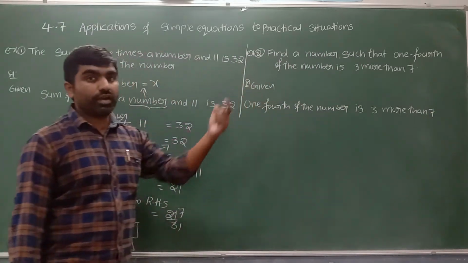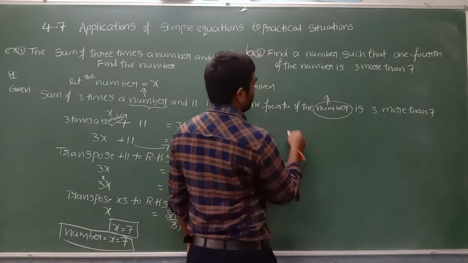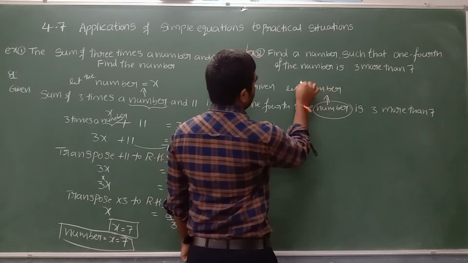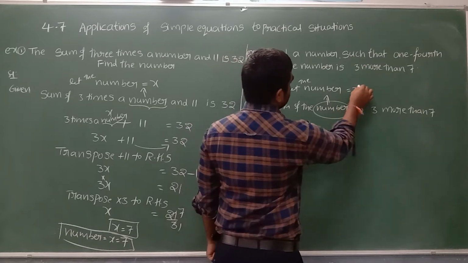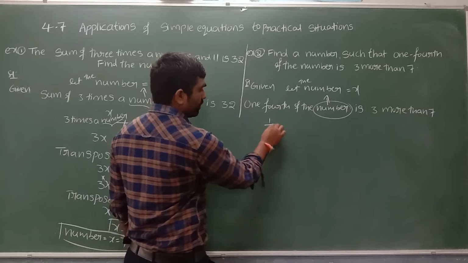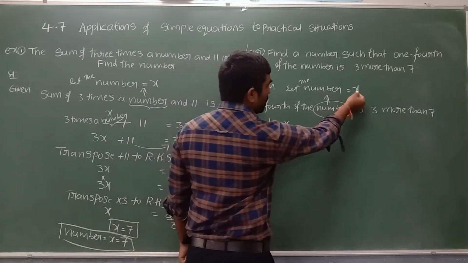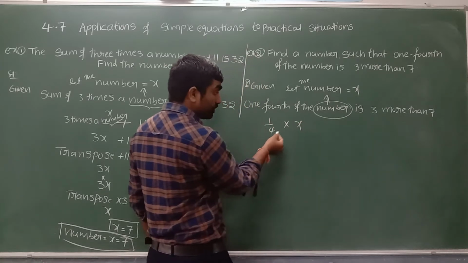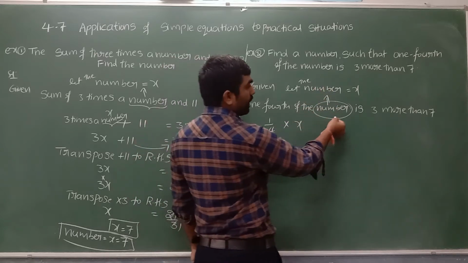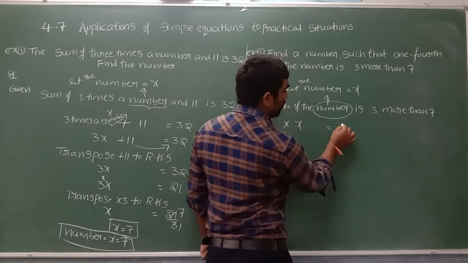Even here also we can identify what is the unknown value. Yes, we can see here the number is the unknown value. Let the number be x. We don't know what the number is. So how can I write 1/4 of the number? "Of" is nothing but multiplication. The number we are taking is x. So 1/4 into x is equal to 3 more than 7.